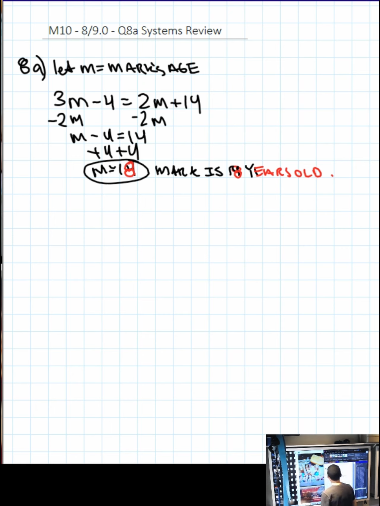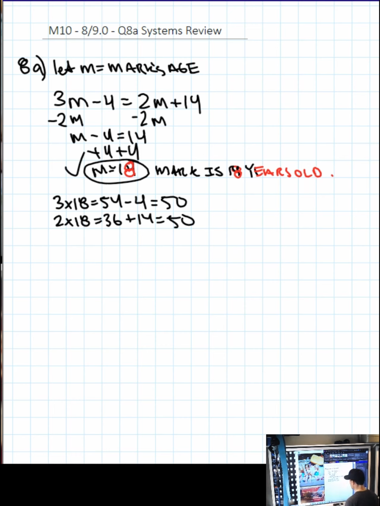So if Mark is 18, triple 18 would be equal to 54, and 4 less than that would be 50. And double his age, 2 times 18, is 36, and 14 more than that is 50. We know that Mark is 18, and we've done it correctly.